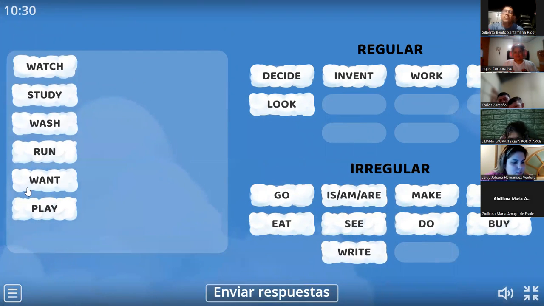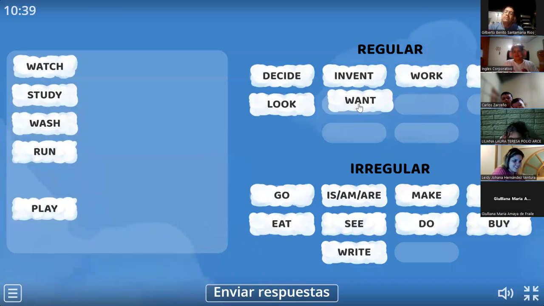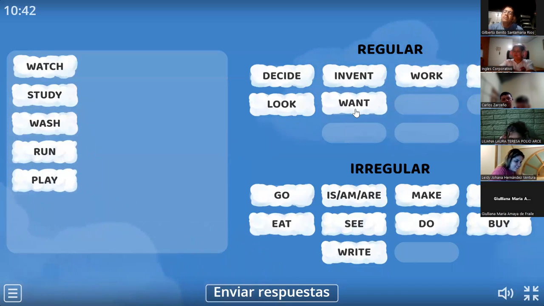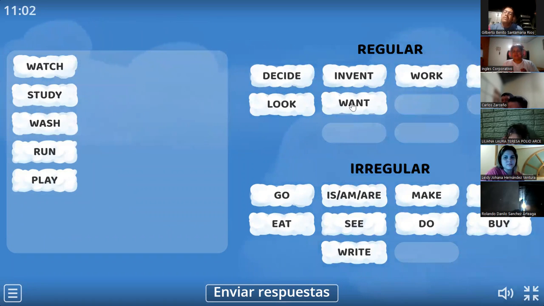Liliana, what is the past tense of want? Wanted. Regular. What is the pronunciation of the past tense? No lo sé, teacher. Okay. ¿Qué dijimos que con qué sonido terminaba cuando terminaba con T? ID. Okay. Wanted.